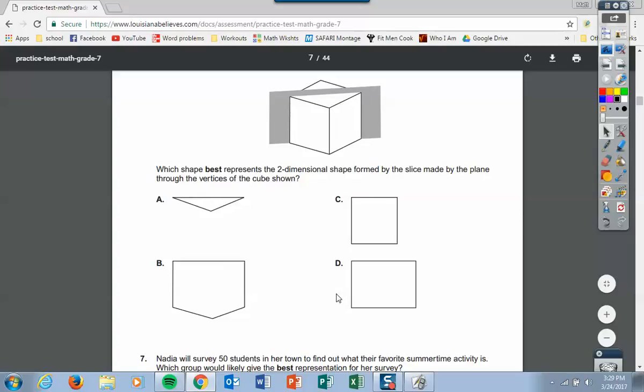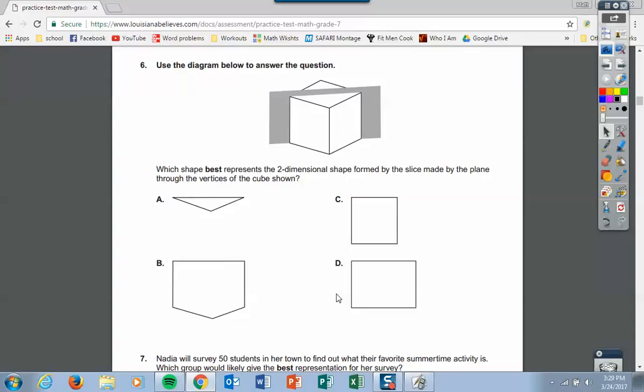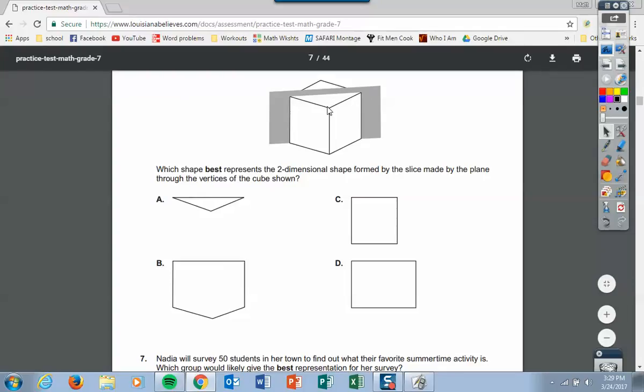Some people might choose C because they see it's going to be a rectangle, but again, the leg here and the leg here make a 90-degree angle on top. Again, Pythagorean theorem, we talked about this a little bit, means the hypotenuse is going to be greater, which means that D is correct for this one.